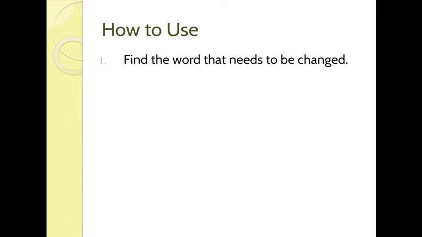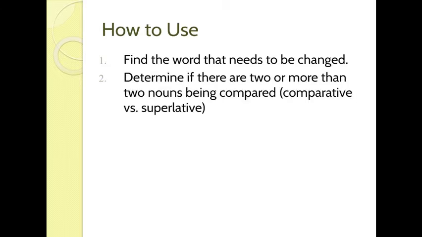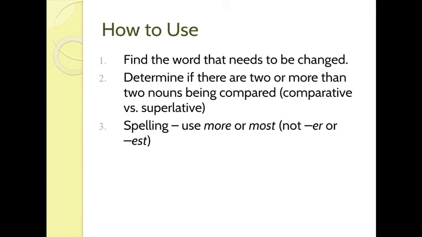How we use these. First, we need to find a word that needs to be changed. Then we determine if there are two or more than two nouns being compared. So we have to decide, is it comparative or is it superlative? We have to really see how we're using comparisons here. And then for spelling, use more or most, not ER, EST. When do we use these? Well, short version is, if you're in doubt, use the more or most. If you're not sure if it sounds right, use more or most. In some cases, you can use either.